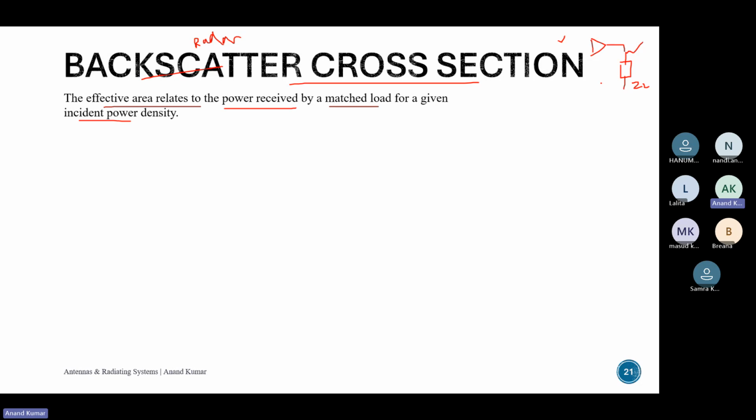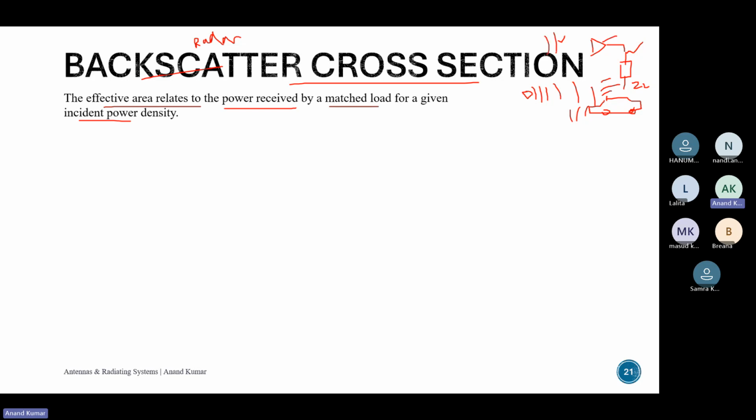But what do we do if we do not intend to receive the power, or there is no load? For example, if there is some object, let's say a car. So this is just a car, and then let's say you have some transmitter. The waves will travel and hit the car. Some of it, or most of it, will be scattered.